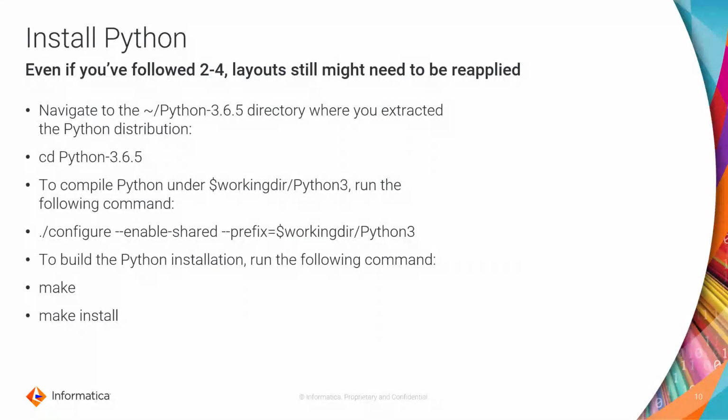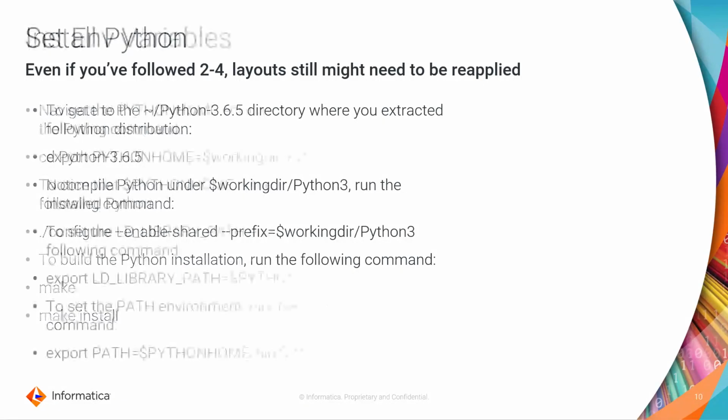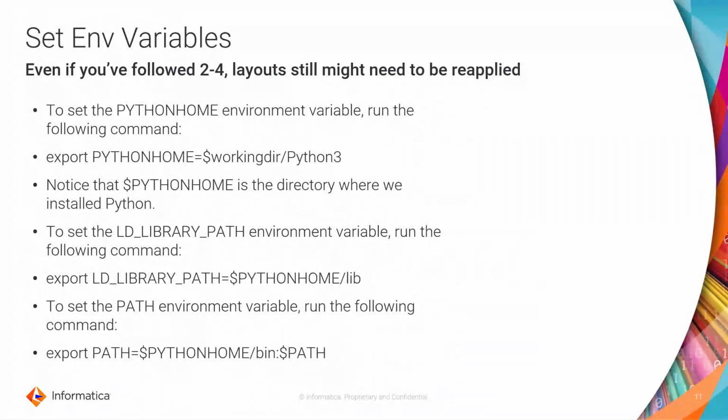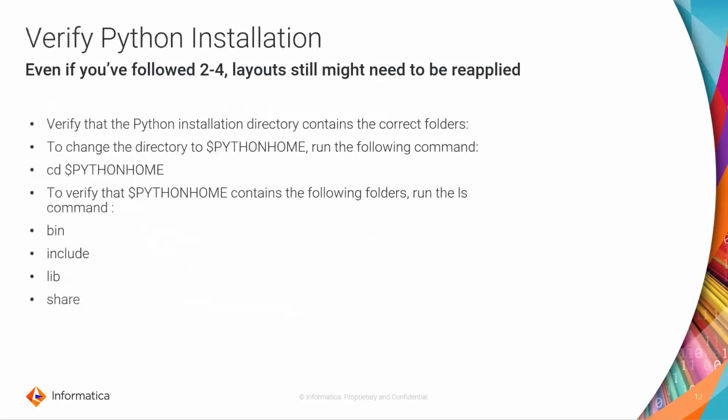The next step will be to compile Python, and here we will be compiling it under the directory which we have newly created, Python 3. After that, we need to build it using the make and make install commands. The next step will be to set up the environment variables. So we need to set Python home, then we need to set LD library path, and we need to set the path variable as given in the slide.